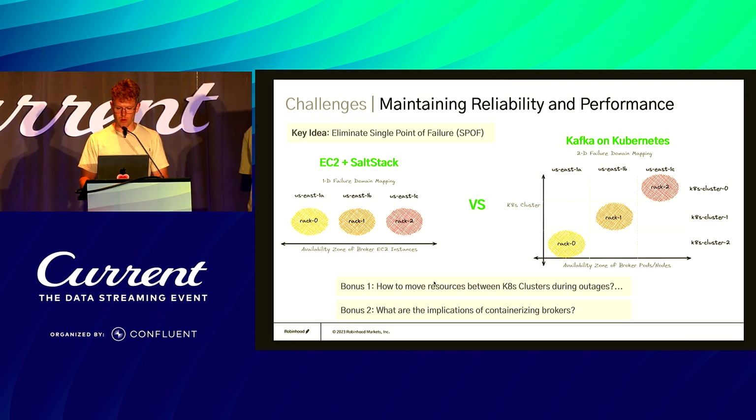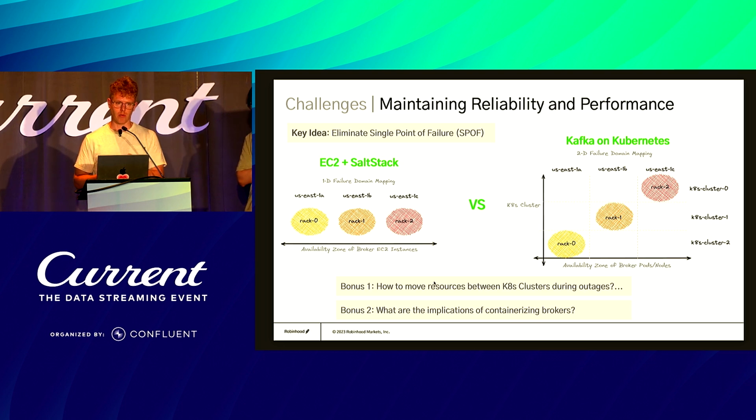Cool. So one of the things that we spent a lot of time thinking about was reliability and performance. And I think essentially hosting Kafka on Kubernetes presents some new challenges. And here's one piece where we want to again eliminate the SPOF, or single point of failure. In the EC2 and Saltstack world, it's pretty simple to understand because the EC2 instances are hosted in different availability zones in AWS.